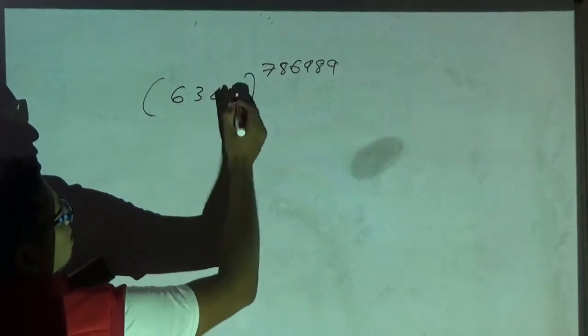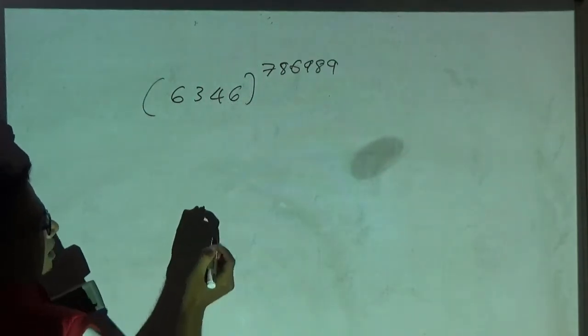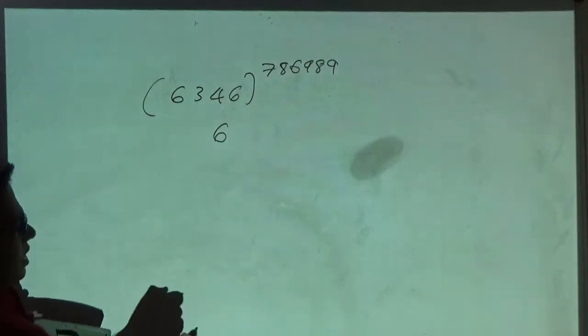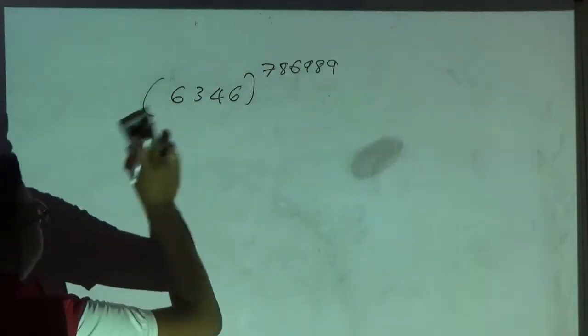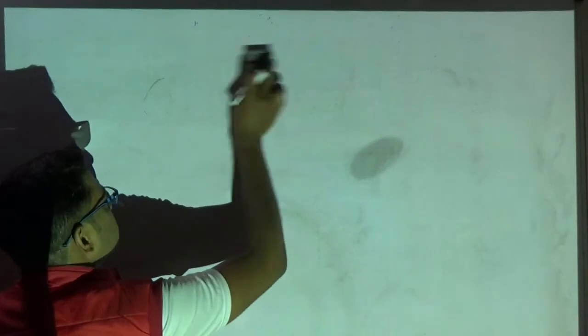Suppose you have 6 here. What should be your answer? 6 power anything is also 6 in the units place. Hope you have understood how to find the units place number for the power numbers.